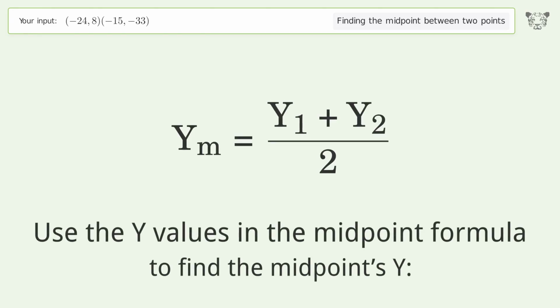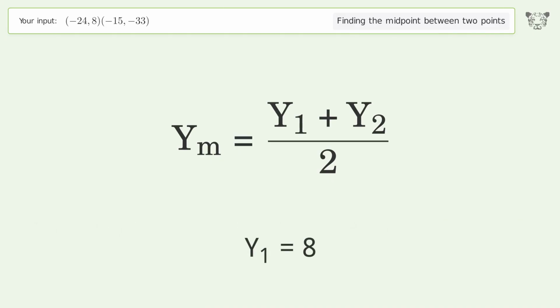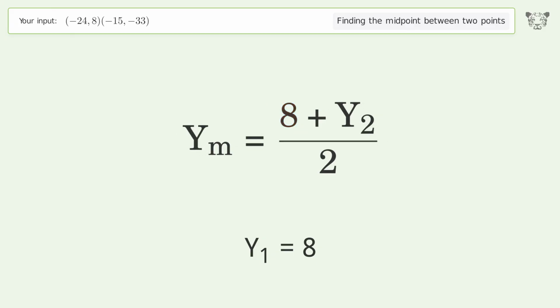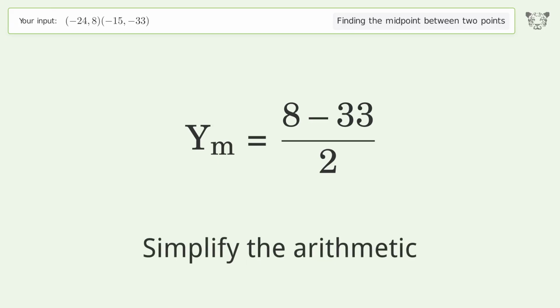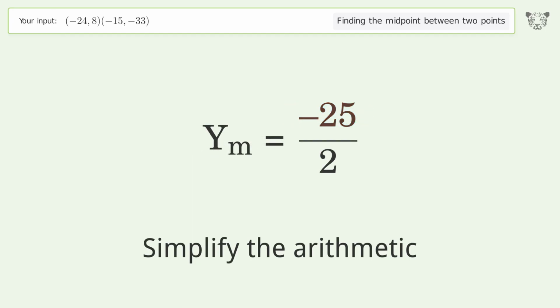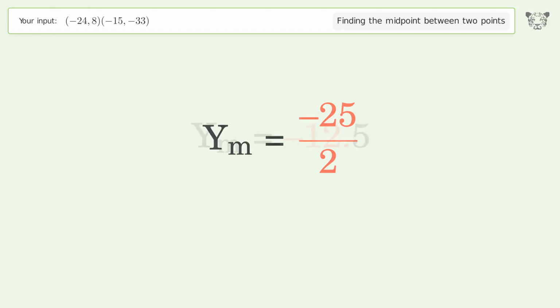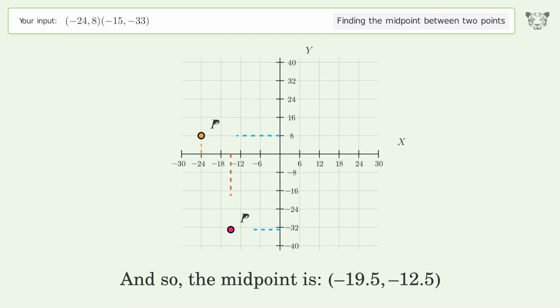Use the y values in the midpoint formula to find the midpoint's y. y1 equals 8. y2 equals negative 33. Simplify the arithmetic. And so, the midpoint is negative 19.5, negative 12.5.